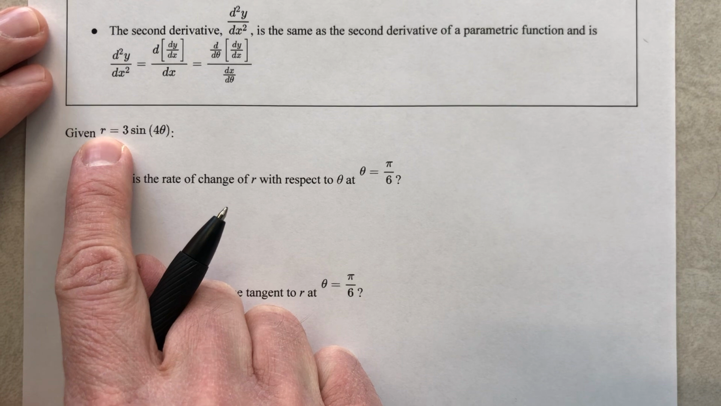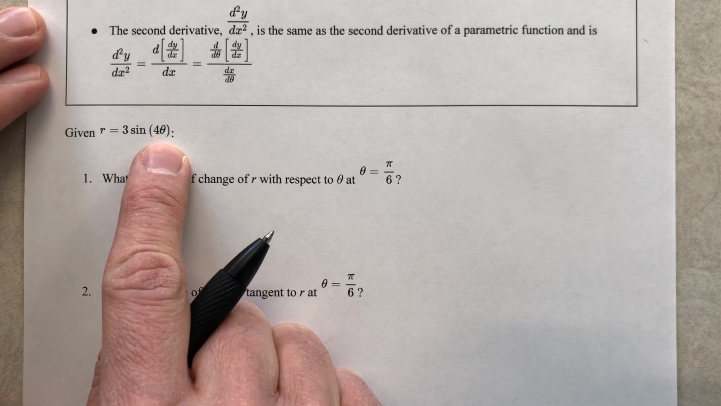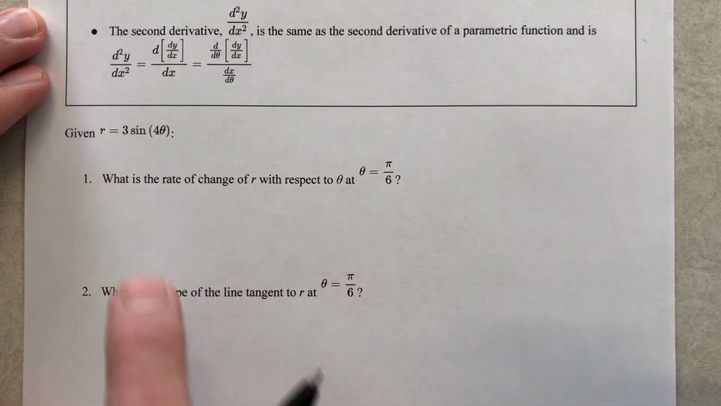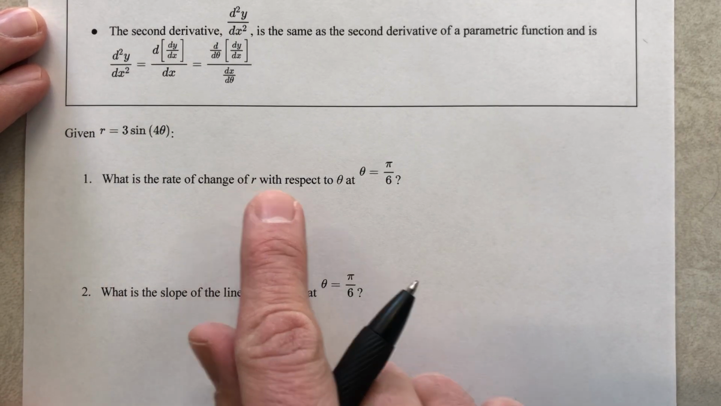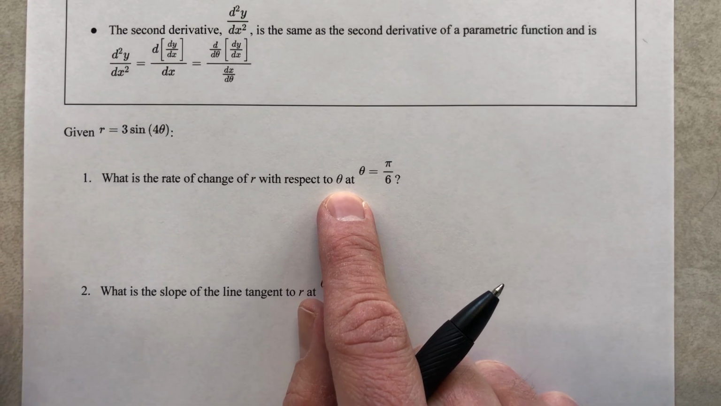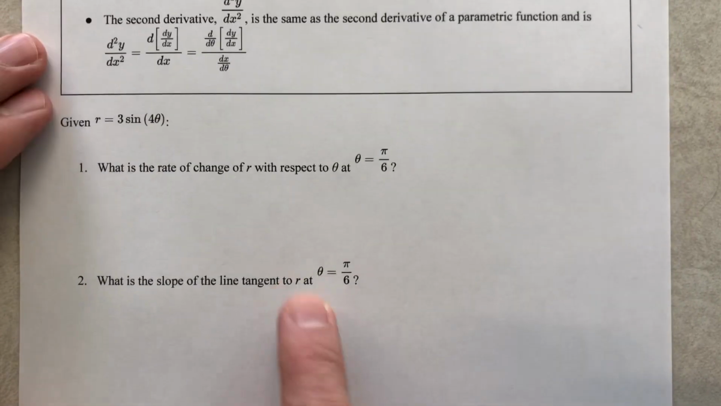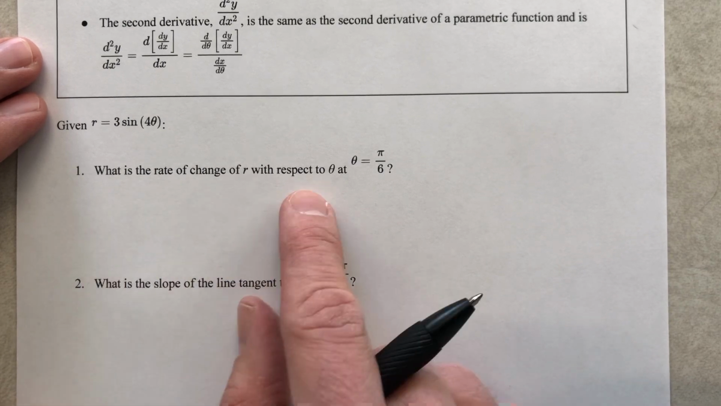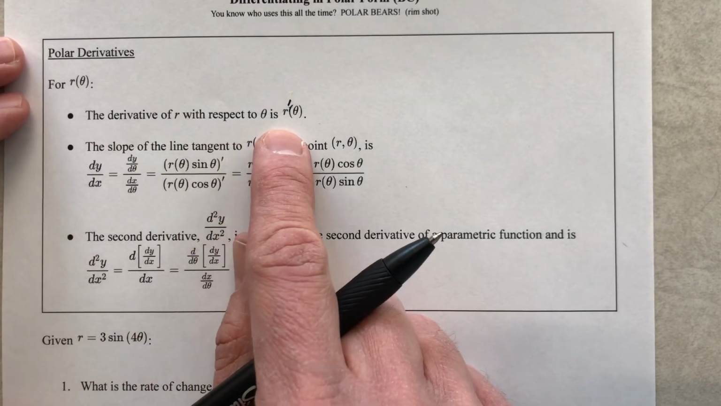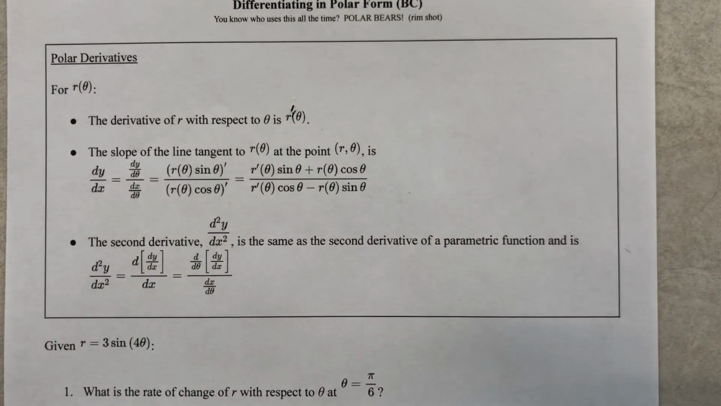The radius is a function of theta. We do something to theta and we get a radius. So this first question says, what is the rate of change of r with respect to theta? There's nothing funky that needs to happen here. There's a lot of funky that's going to happen on the next one. This is just a regular straight up derivative. The derivative of r with respect to theta is r prime of theta. That's all you need.